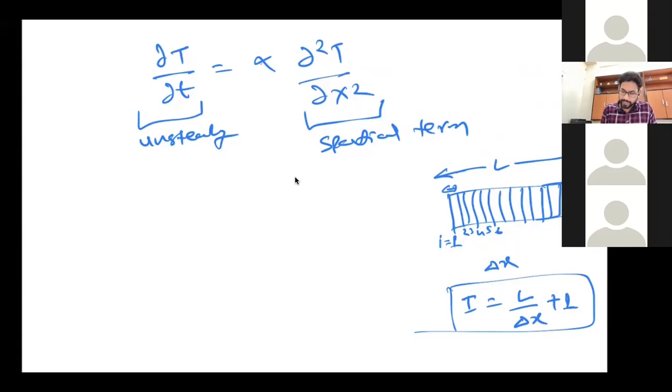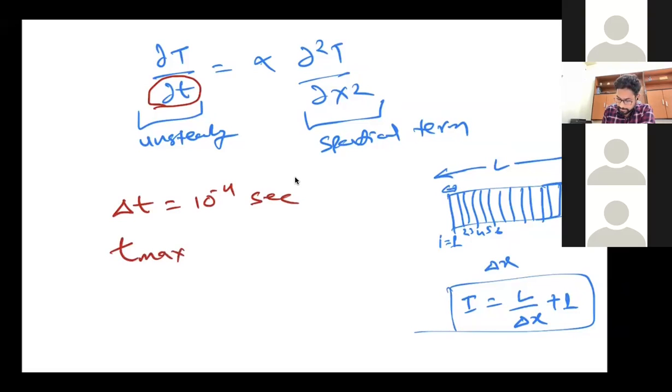And at the same time, we also have this temperature changing with time, right? We also have delta T. So what we will do, we will model it with a small time increment. We will calculate temperature at a very early time, and then we will do some increment in time, like 10 to the minus 4 seconds. So we'll consider delta T as some value, let's say 10 to the power minus 4 seconds. And we will run the code for a total T max of maybe 10 seconds or something like that.